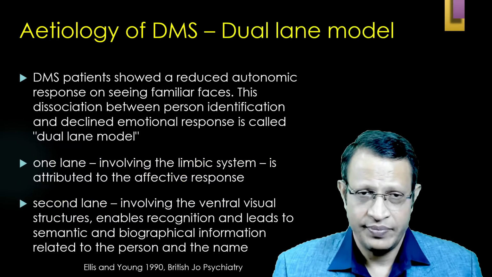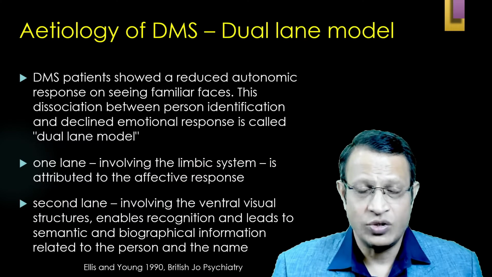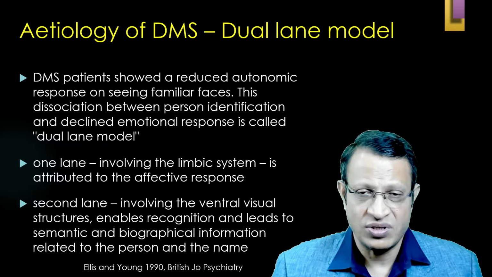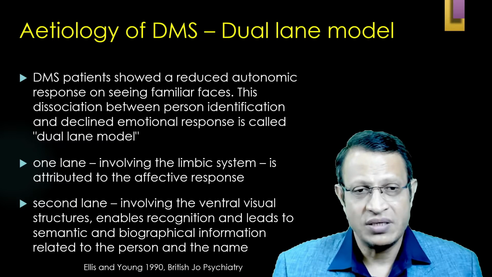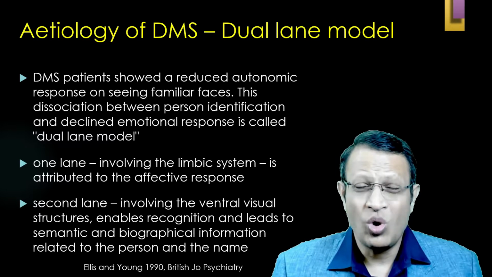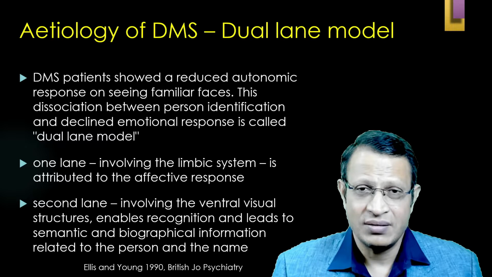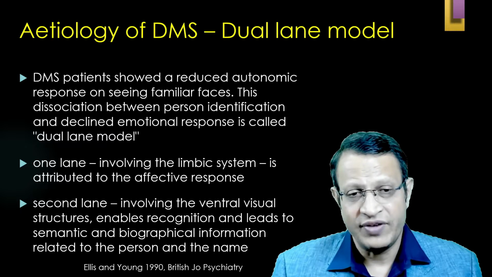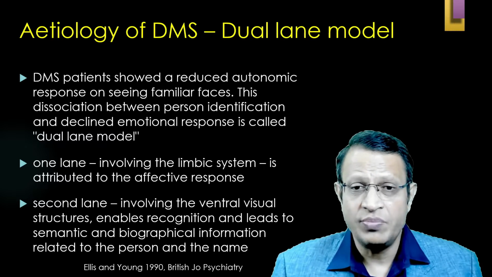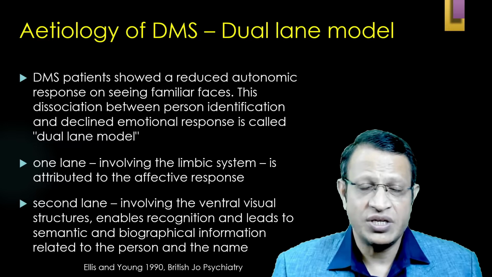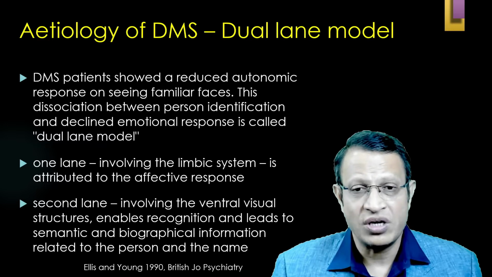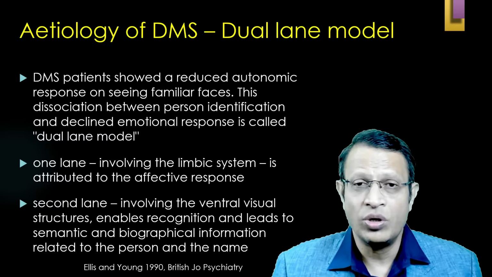That is familiarity, or the feeling of missing something, or the feeling of unfamiliarity, provokes the development of this delusional misidentification syndrome. There is one more hypothesis which has been proposed, that is the dual lane model for Capgras syndrome. Here, delusional misidentification patients showed reduced autonomic responses on seeing familiar faces. This dissociation between person identification and declined emotional response is called the dual lane model.